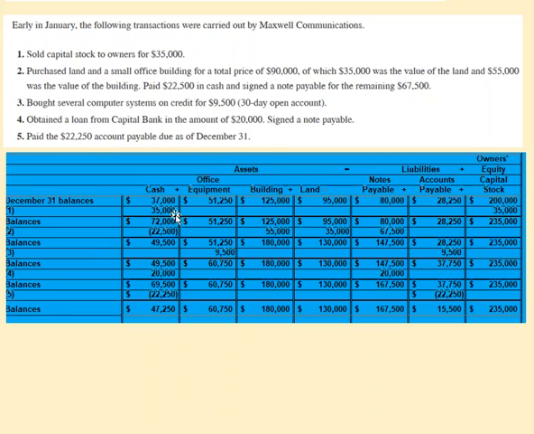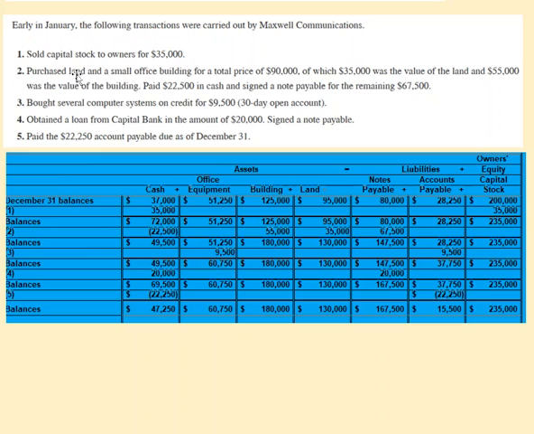So what happens? Cash increases by $35,000. Capital stock increases by $35,000. Okay, at this point, we can compute our new balances. You'll see the only balances that changed are going to be cash and capital stock. The remaining balances did not change because we did not make adjustments to those accounts.